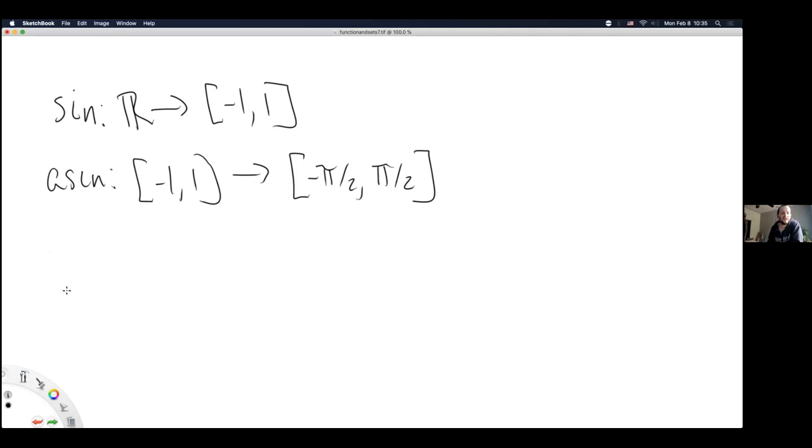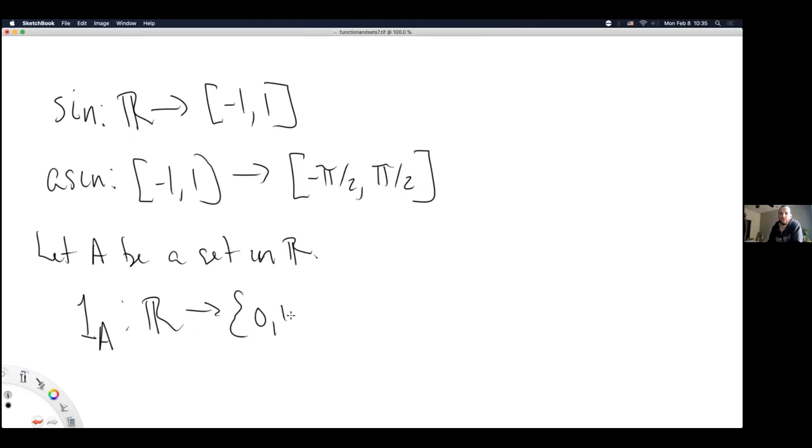Okay, I'm going to see if we can completely use this new notation to understand a new function. Let A be a set in the real numbers. Whoops, I'm going to define the function named 1 subscript A. That is the name of my function. It takes you from the natural numbers to the set 0, 1. 1_A of x is equal to 1 if x is in A, and 0 if x is not in A.